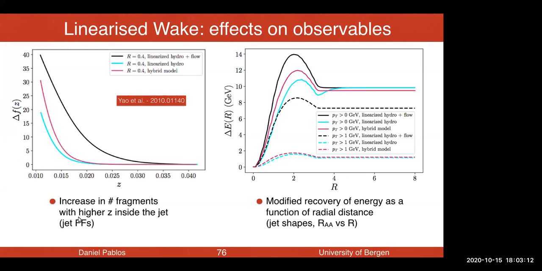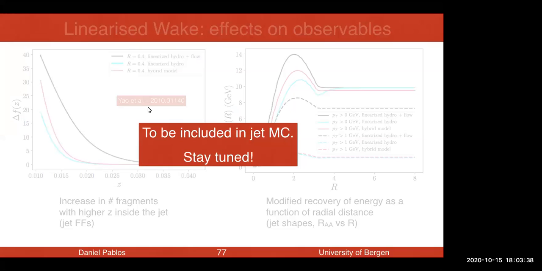Also, there's an increase in the number of fragments at higher z's inside the jet fragmentation functions, mostly because of the flow, and the energy recovery as a function of the angle also gets modified. You have this non-monotonic behavior because at some point you also hit the negative part, okay? So this is a recent paper. If you're interested, take a look. And these will be included in the hybrid model soon enough. And stay tuned. I'm sure many cool things will be observed.